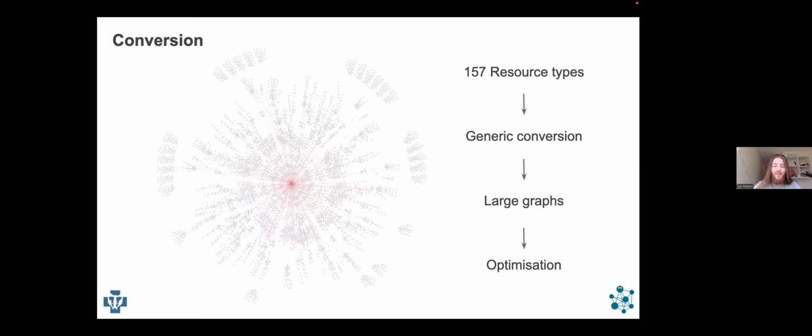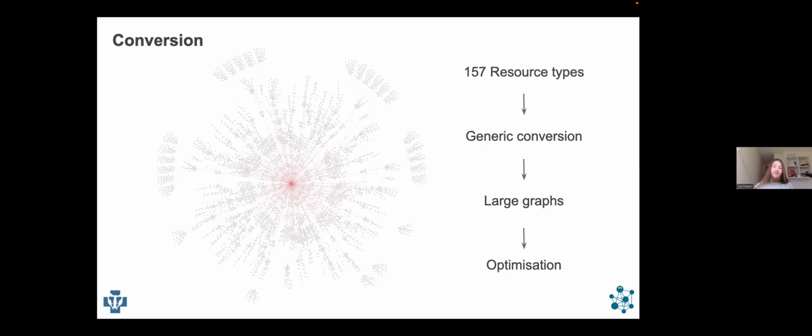Now, there are around 157 different FHIR resource types, and of course, creating a custom conversion script for each and every one of those resources would be quite challenging, which is why we go for this type of generic conversion, so that no matter what kind of FHIR resources are presented to the script, it can easily transcribe them into a graph form.